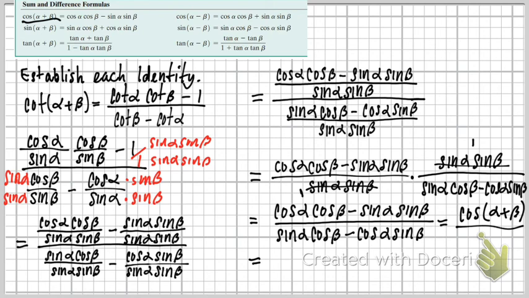And then on the bottom, if you look at that one, that's the sine of alpha cosine of beta minus the other one here.